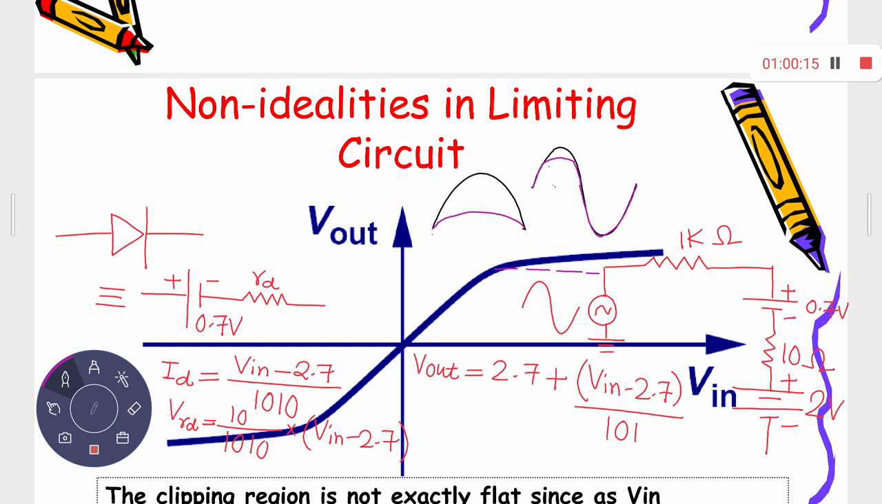And if I draw output versus input, the transfer characteristics, then it will be something like this one. Here input and output are the same, so that's why you have a straight line. Diode is off, so input equal to output, so Y is equal to MX.